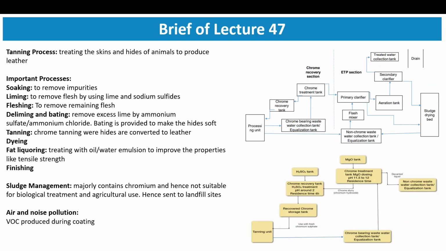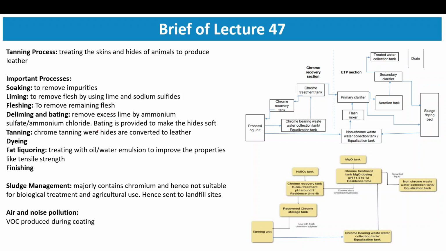Yeah, so what we are doing here after the liming process, the pH is altered, which might not produce the required properties in the leather. So what we do, we remove the excess of lime by adding ammonium sulfate or ammonium chloride, right? And this process will further help in maintaining the properties of leather.